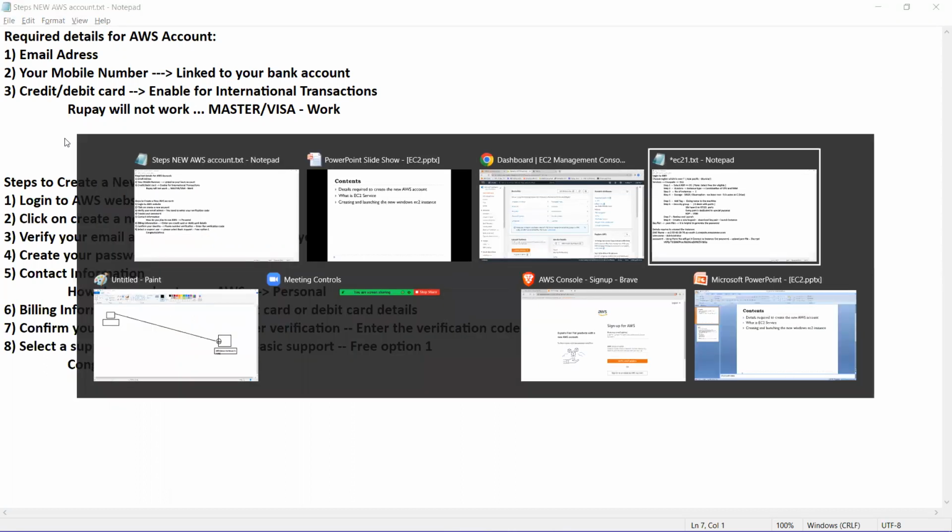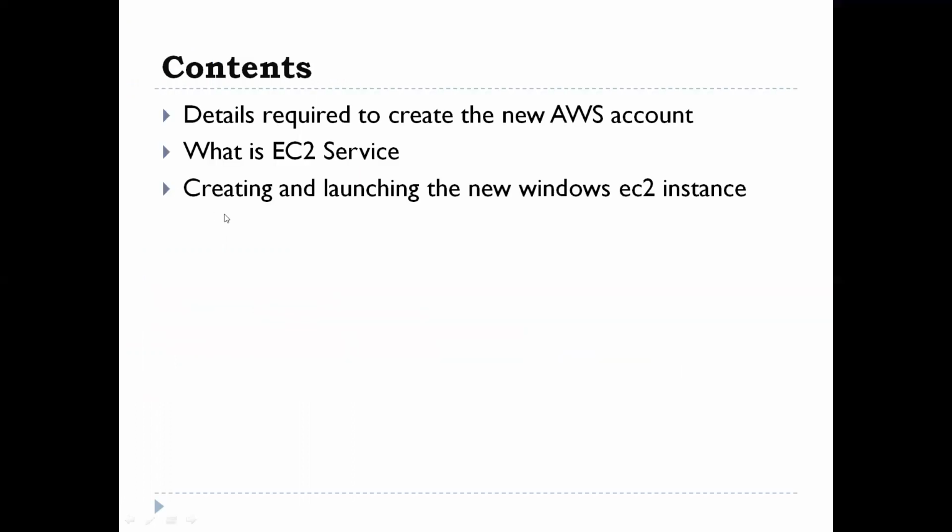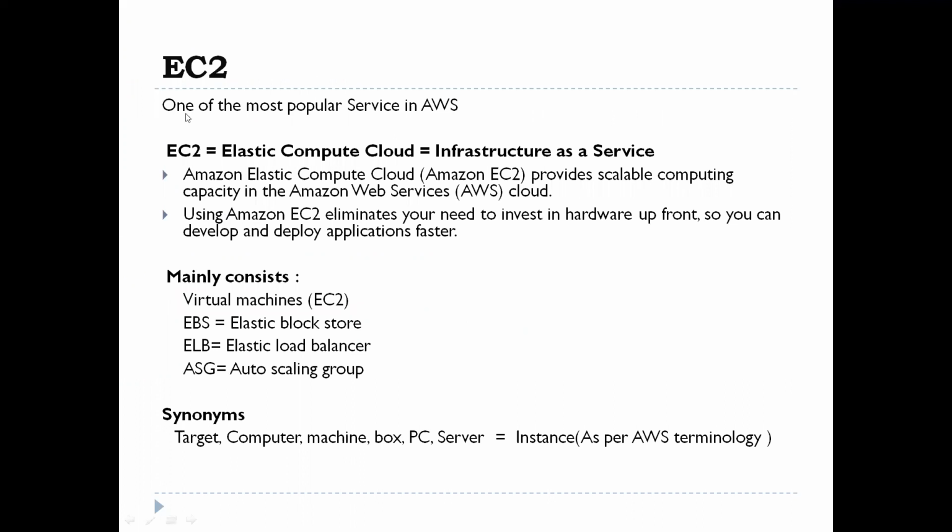And we'll see now what is EC2. Once again, a quick revision: what is EC2, and we'll see the practical steps also. EC2 is one of the most popular services in AWS, obviously. So I hope you understand right now the importance of EC2. EC2 stands for Elastic Compute Cloud. It is under infrastructure as a service, as I said. If you want to know what infrastructure as a service is, just go to my previous videos and you will understand.